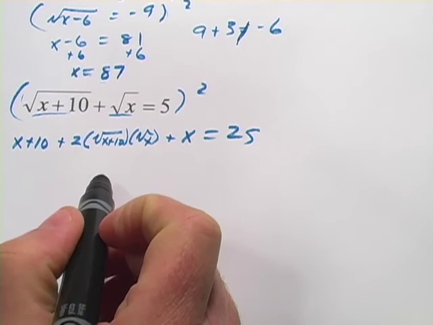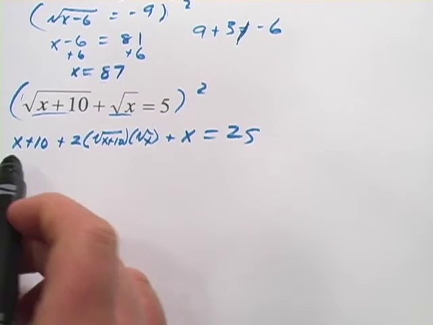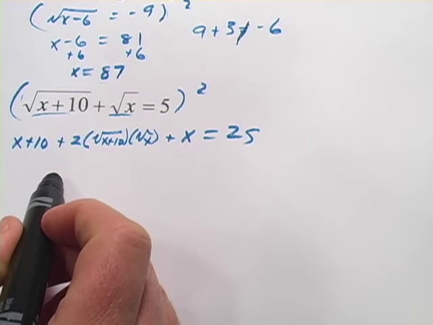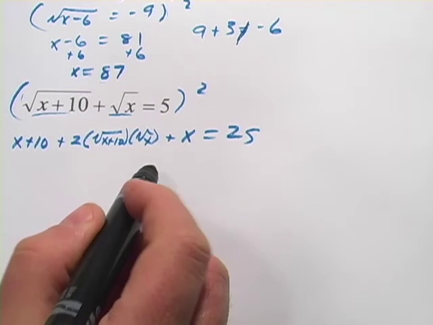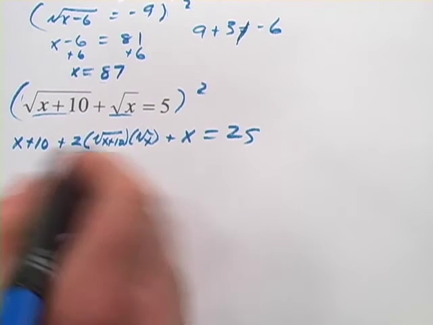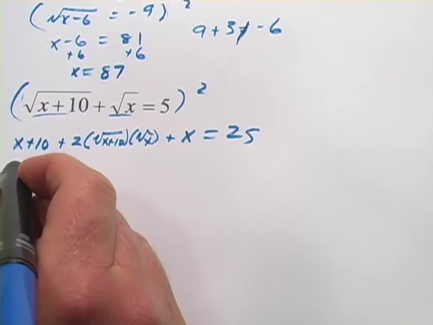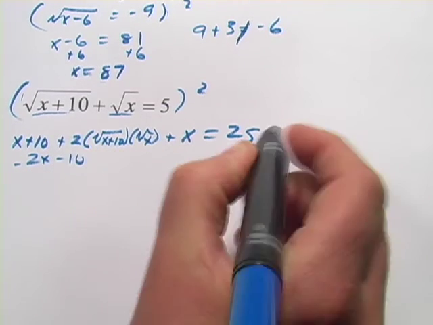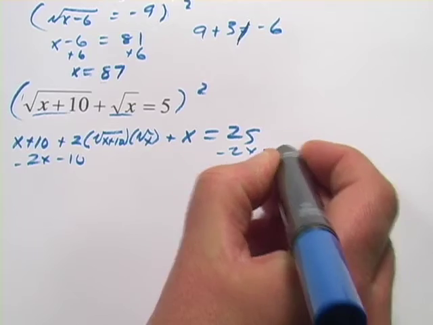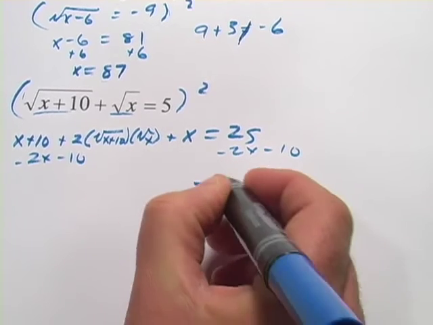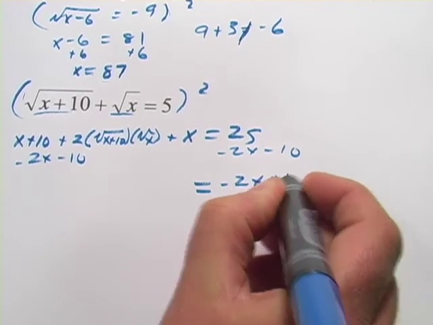Now, the next step, before we square this side again, we're going to get rid of anything that's not part of the radical expression. So we're going to subtract, well, we've got 2x and we've got 10, so we're going to subtract 2x and subtract 10. So that makes this side over here negative 2x plus 15.